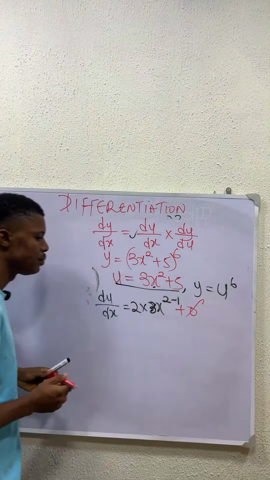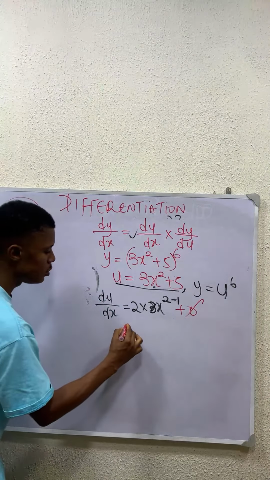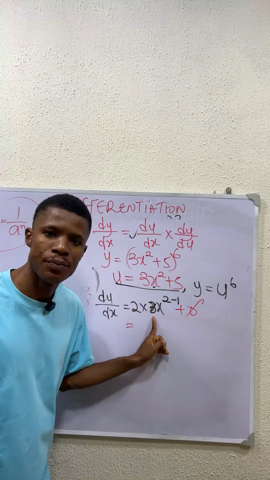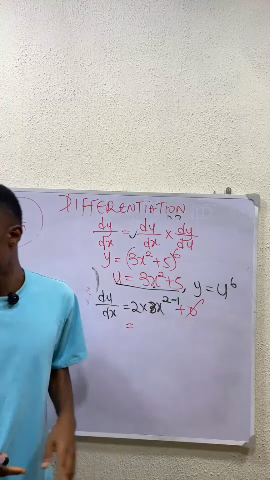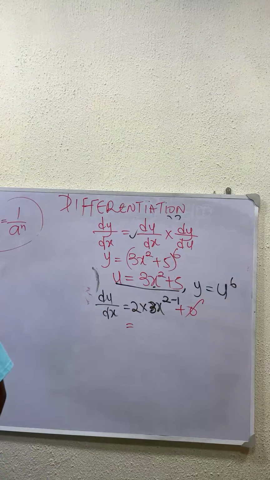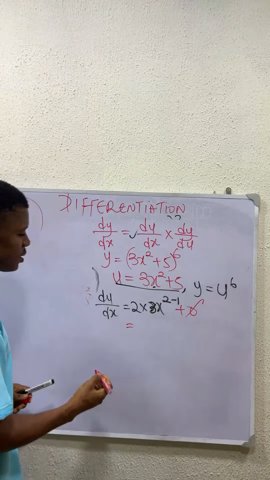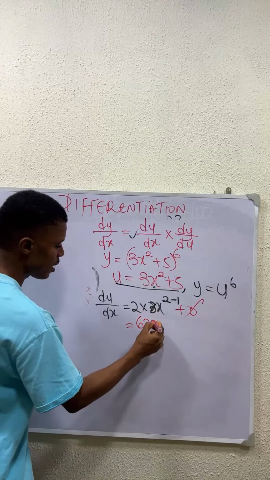So that's out. The next thing you see, if you are following, what is 2 times 3? Everybody must be commenting. 2 times 3 is 6. So you have it as 6x.